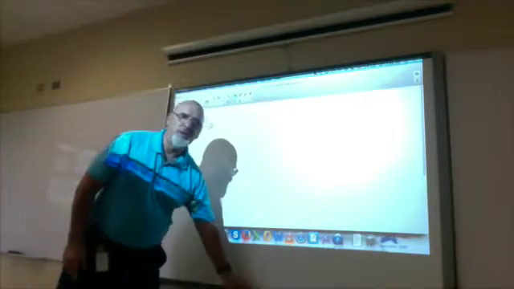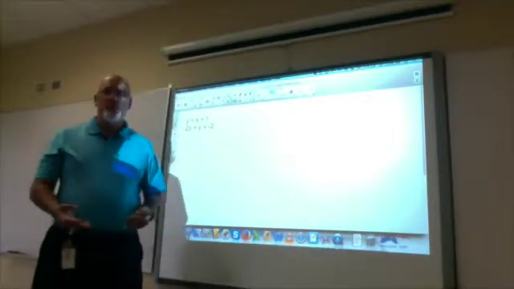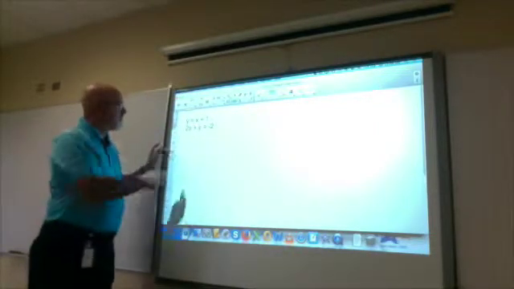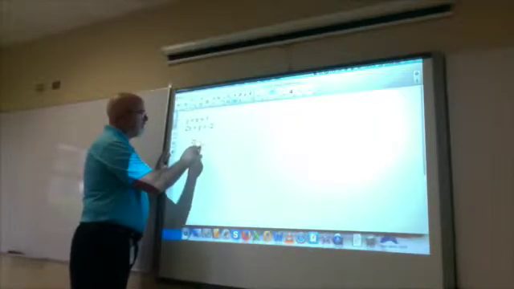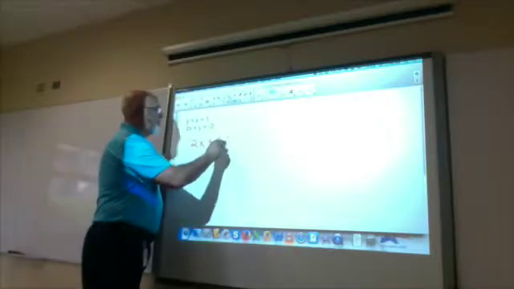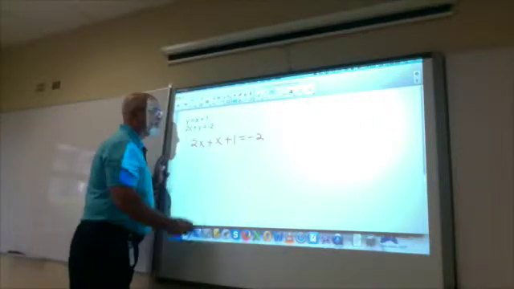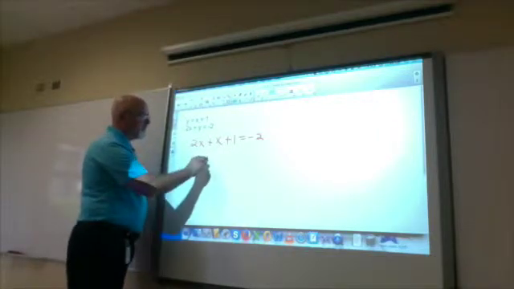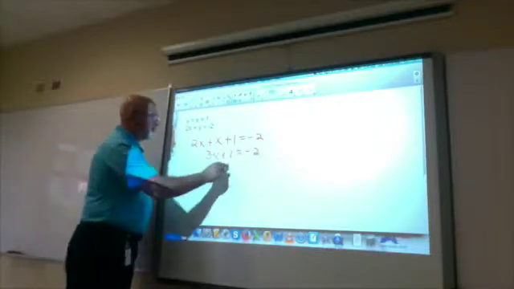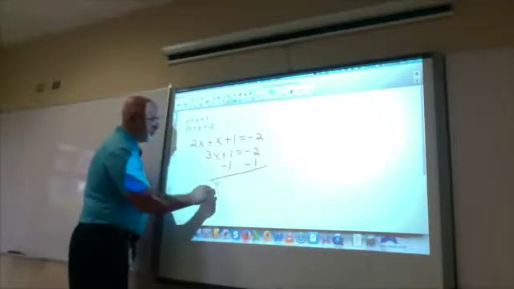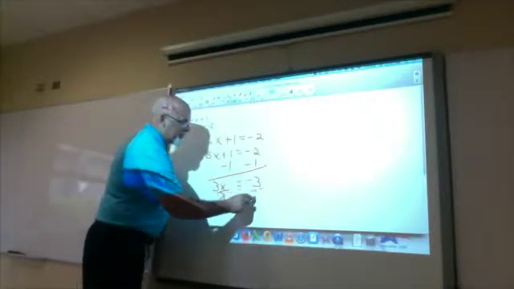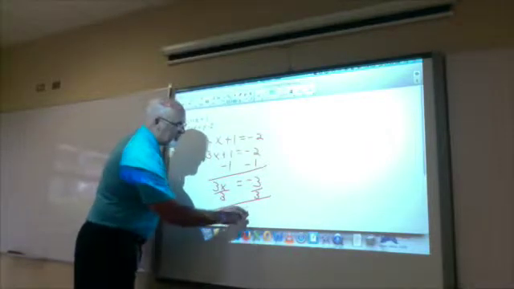Now let's try this one. Y equals x plus 1 and 2x plus y equals negative 2. This tells us that y is x plus 1. So we can come over here to this equation, and instead of having y here, we're going to put x plus 1, equals negative 2. So now we combine the x's, we get 3x plus 1 equals negative 2. Minus 1 on both sides, that gives us 3x equals negative 3. Divide by 3 on both sides, and that gives us x equals negative 1.